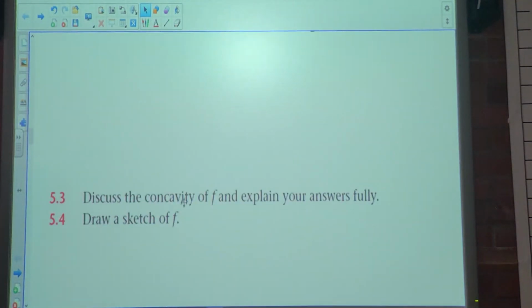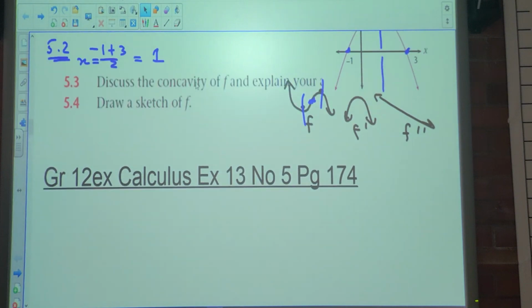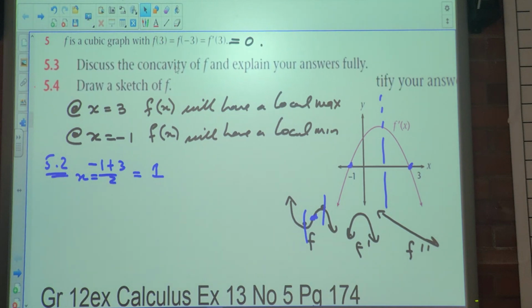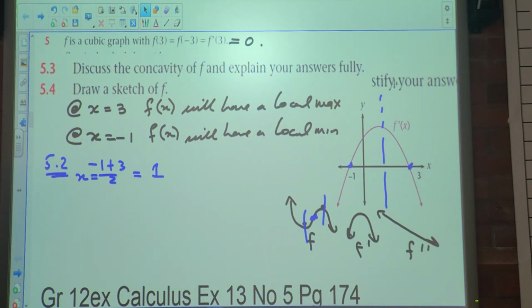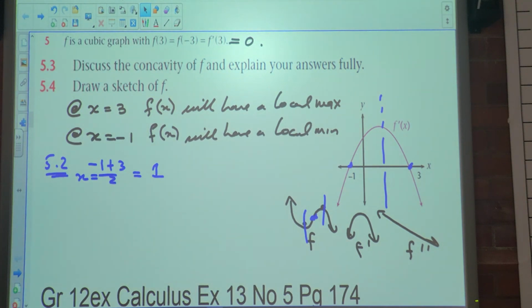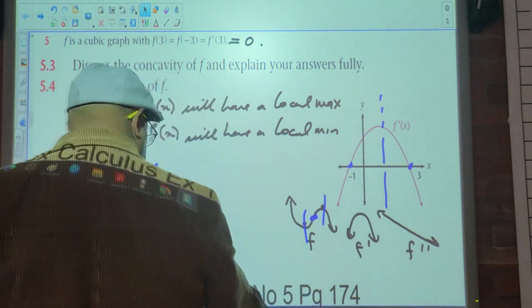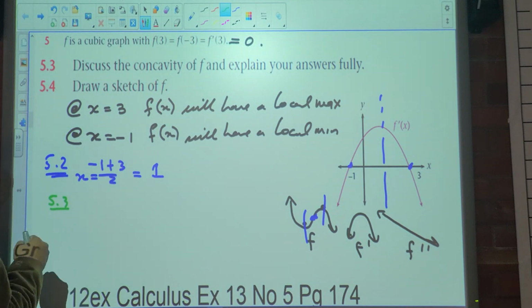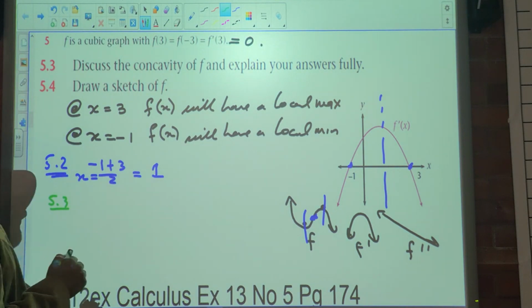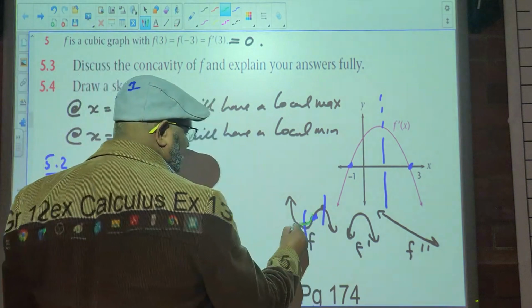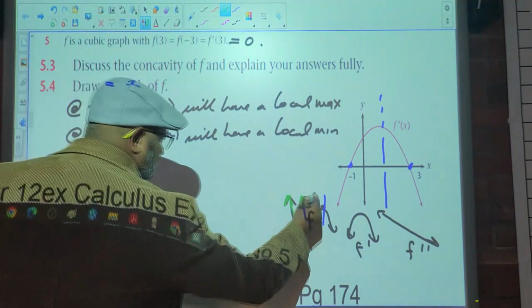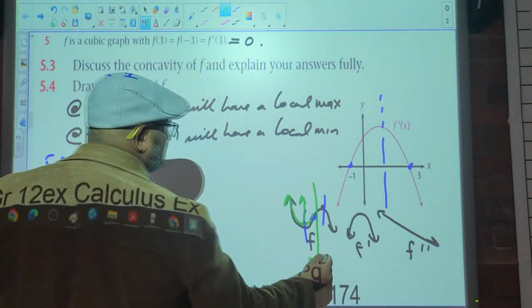Let's look at 5.3. Discuss the concavity of f, and explain your answer fully. So in 5.3, we know that this part of the graph is concave, and this part of the graph is concave. So what is this x value here? x is equal to 1.